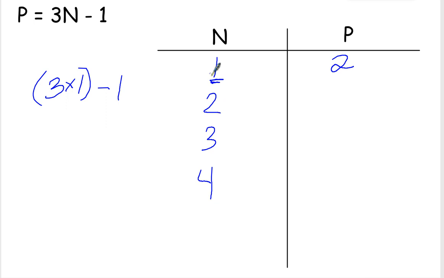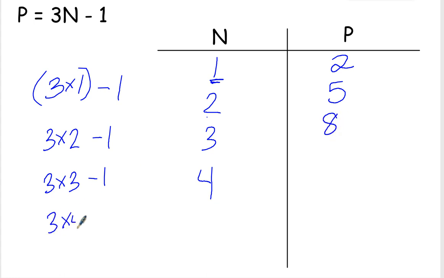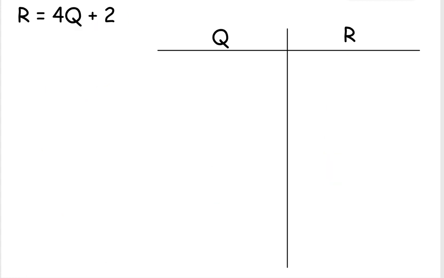Okay, for 2 it would be 3 times 2 minus 1. So 3 times 2 is 6, minus 1 is 5. Then 3 times 3 minus 1. 3 times 3 is 9, minus 1 is 8. And then 3 times 4 minus 1. So 3 times 4 is 12, minus 1 is 11. So my rule again, P equals 3 times n minus 1. Okay. How about this one?